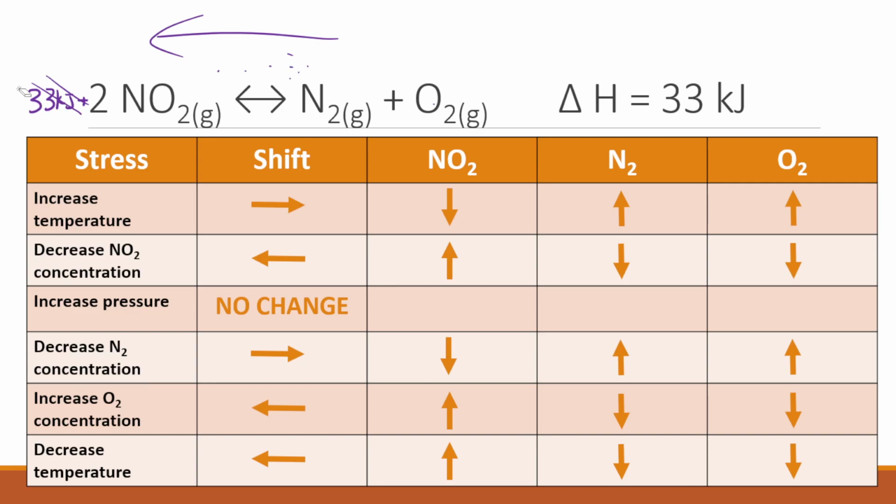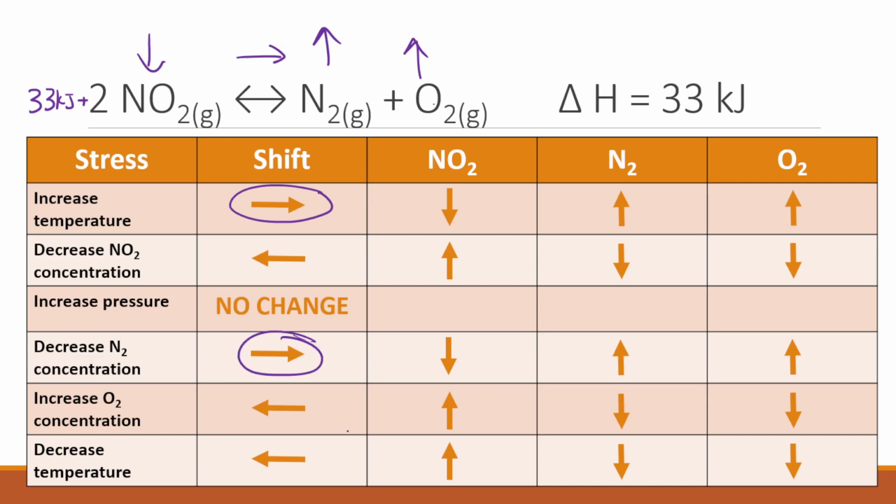Now, if we look at our answer choices here, if we look at each row of this chart, there are only 2 types of shifts. A shift to the right makes the things on the right side of the arrow increase, and the things on the left side of the arrow decrease. Every time. Look at both of these shifts to the right. Both of them have NO2 going down. Both of them have N2 going up. Both of them have O2 going up.